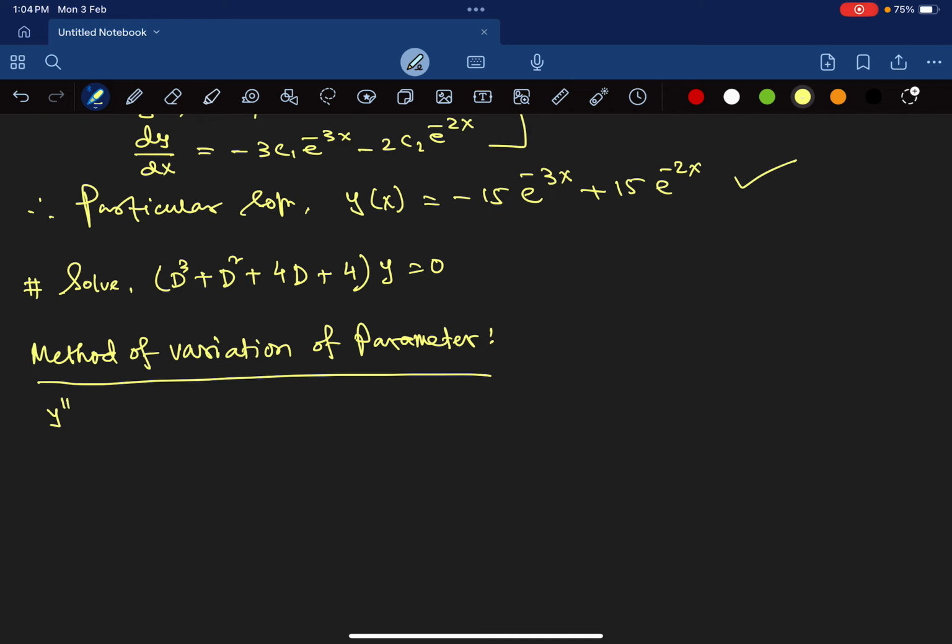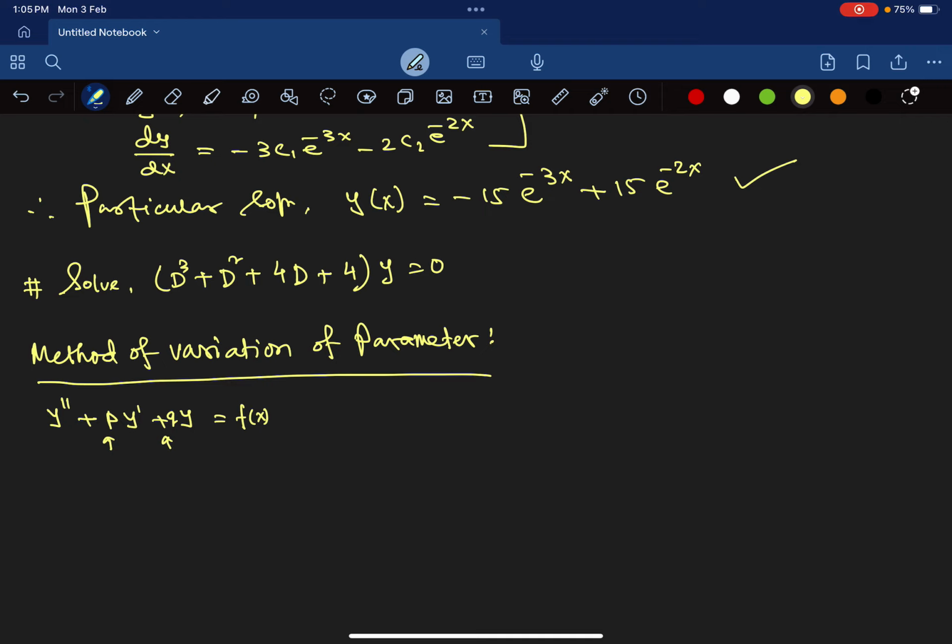Here you will have this type of equation: y double dash plus p y dash plus q into y is equal to f(x), for the case of a second order equation. Here f(x) is a function of x. For the time being we are sticking to p and q as constants. So if p and q are constant, then you have a second order non-homogeneous differential equation with constant coefficients.